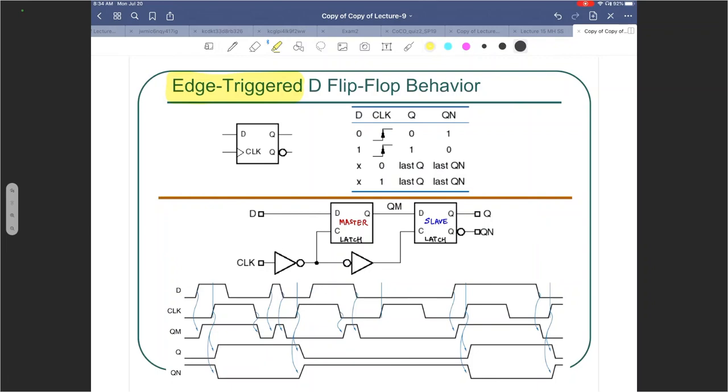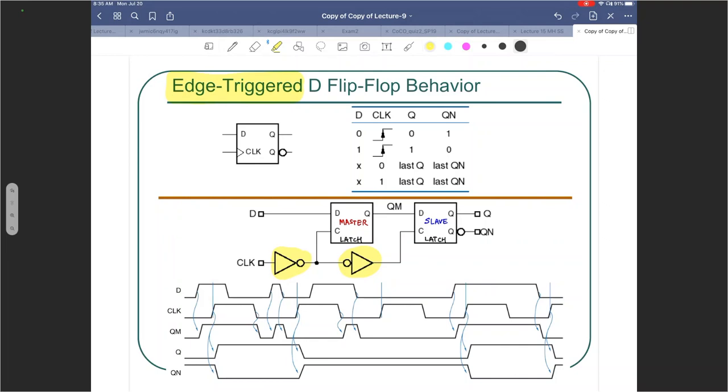So if you want edge triggering, the trick is this. The first latch responds to one level of the clock. The second latch responds to a different level of the clock. That's the trick. Because these two latches are sensitive to different levels of the clock, the overall system will be sensitive to the edge between those levels. And I will explain that. So we'll come back to the timing diagram below at the very end.